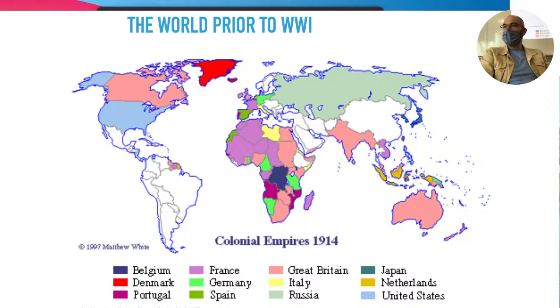Yeah, so the colonizers came and they took resources, they took people, they took human lives, and then they left some things behind, right? Sometimes the language, sometimes a governance structure, other things as well, right?